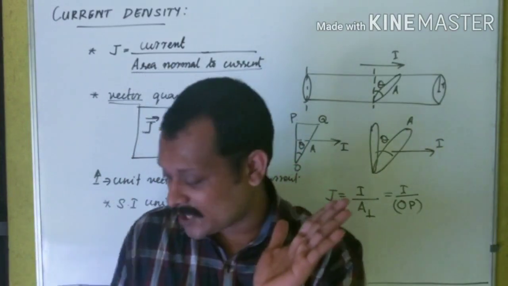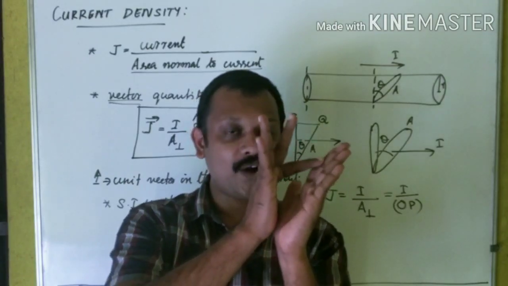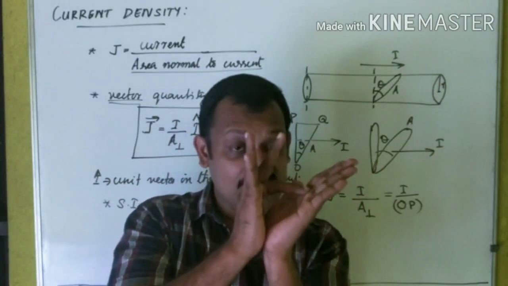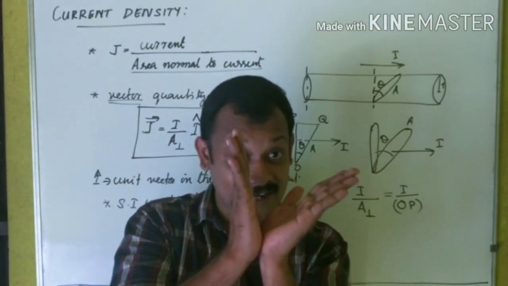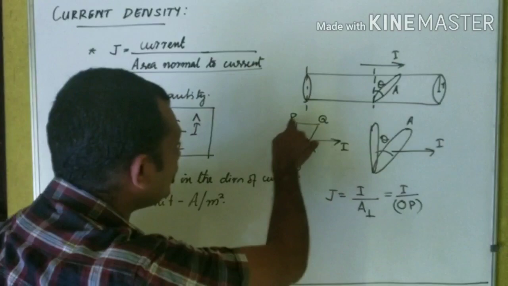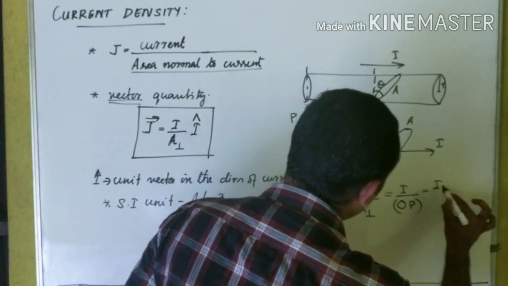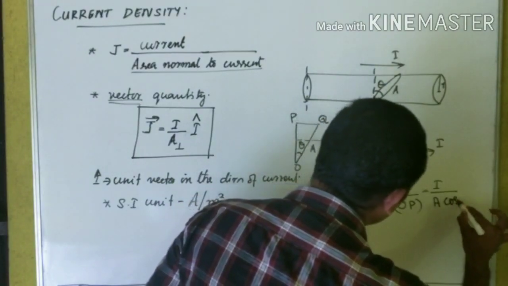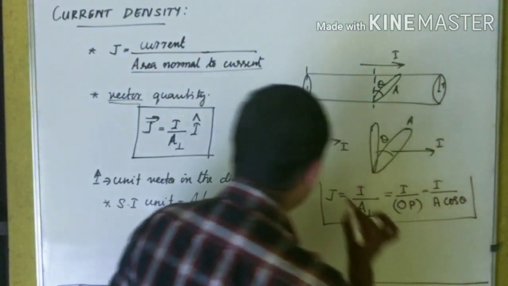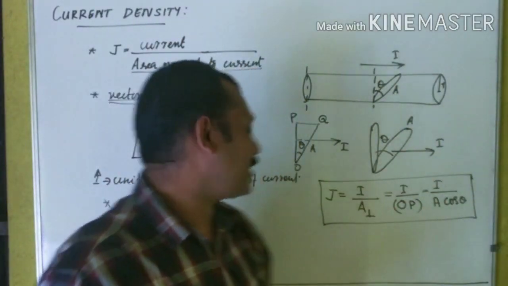This is the situation. This is the cross section I have taken, and this is the perpendicular. You can apply the Pythagoras theorem by forming the third side of the triangle. This side will be A cos theta, because this is the adjacent side. So I can say this is I divided by A cos theta. This is the expression for the current density: J is equal to I divided by A cos theta.